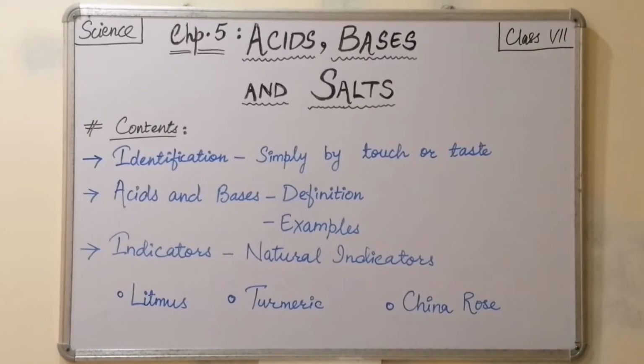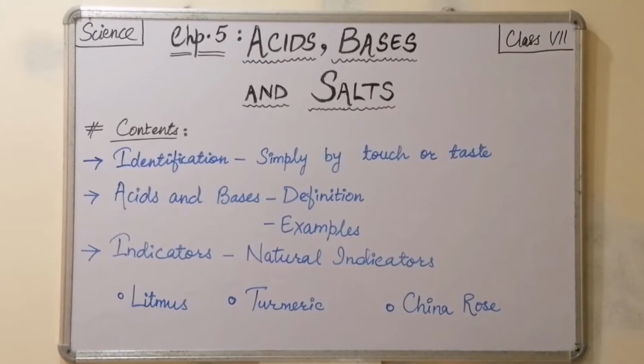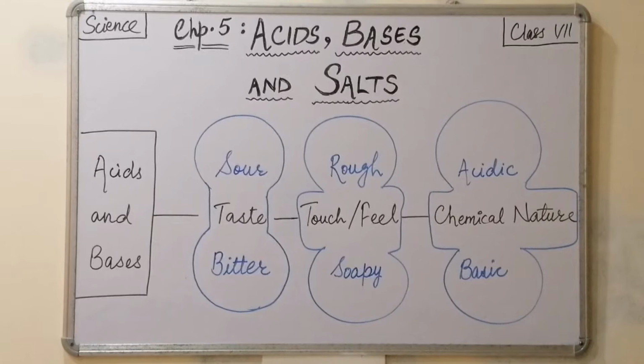The next topic is acids and bases, the definitions along with simple examples which we see around us in our day-to-day life. Then we'll move on to the indicators. There are 3 natural indicators which we are going to learn in this class. They are litmus, turmeric and China rose. So let's start understanding the chapter, the acids and bases.